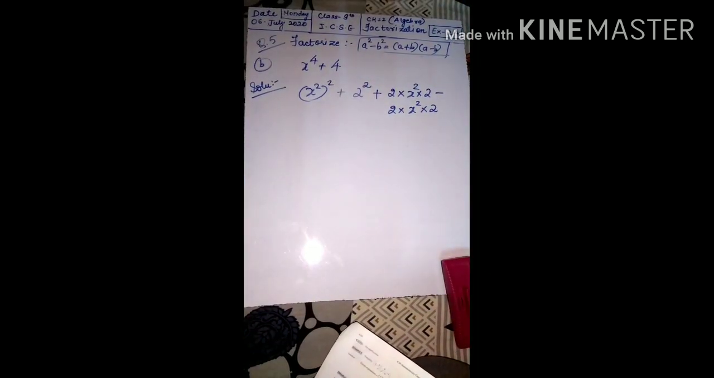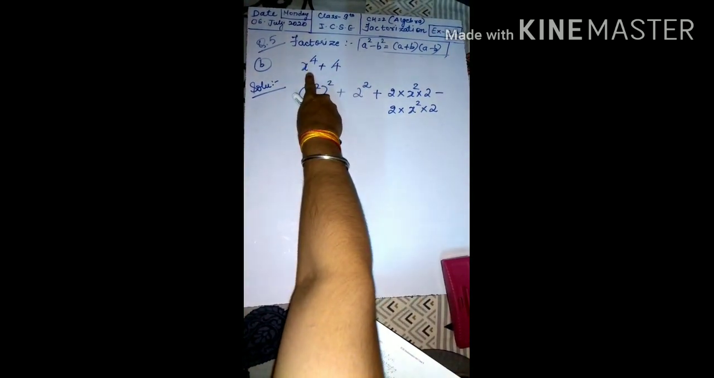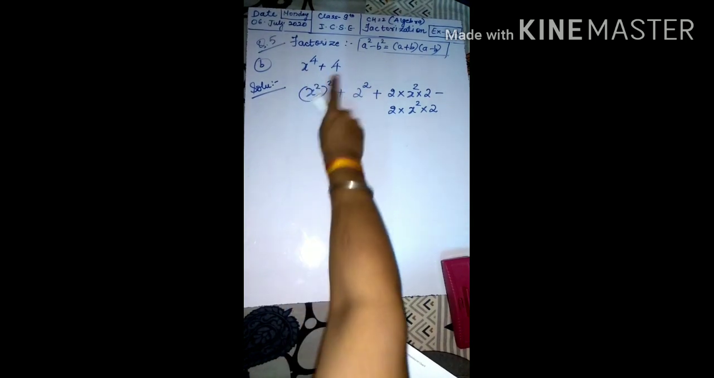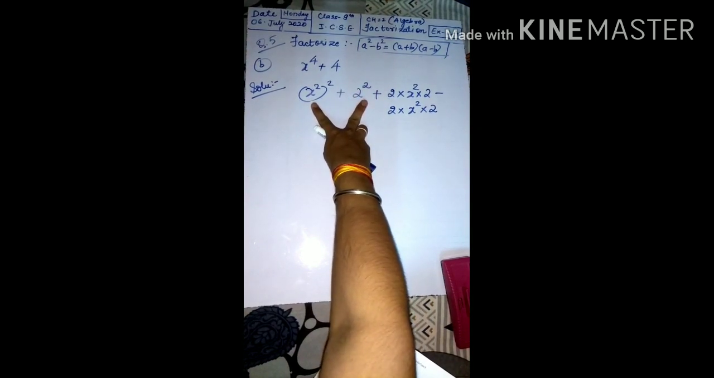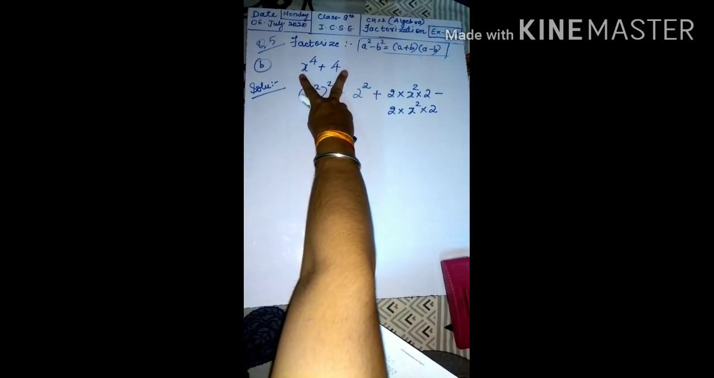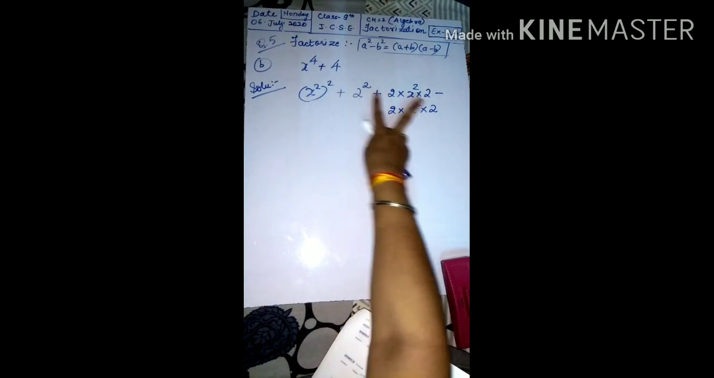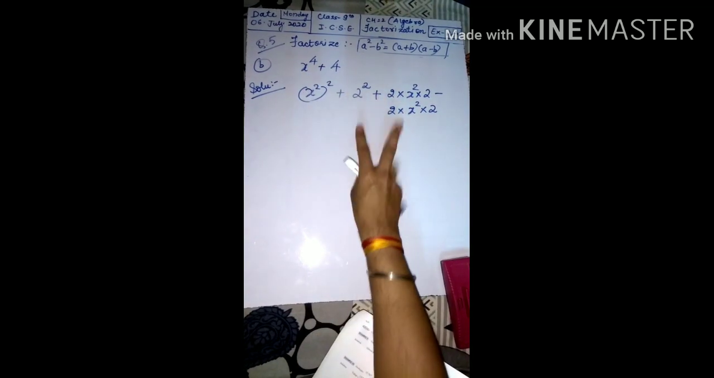Okay, now we are going to the fifth question. In this question again we are going to factorize, but in a very different way. I'm doing b1. This is given: x to the power 4 plus 4. How are we going to factorize it? This x to the power 4 we are writing as x square whole square, and this 4 we are writing as 2 square. Up to here we cannot do anything. We cannot use any identity here, neither a square minus b square nor a plus b the whole square. So we need to mold this question into one of the identities.